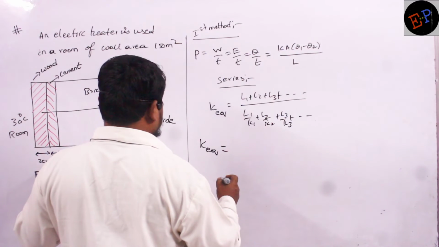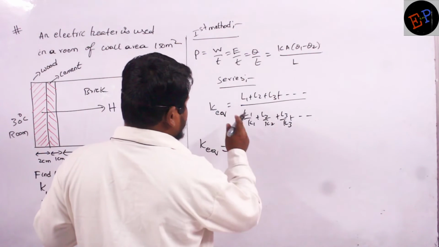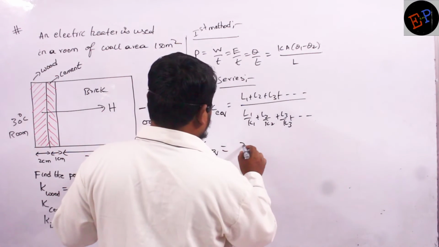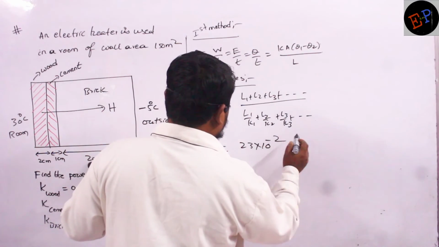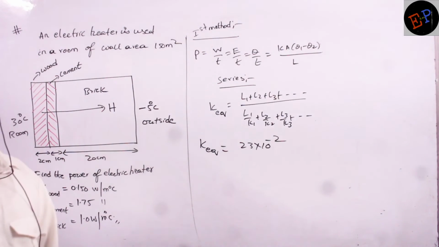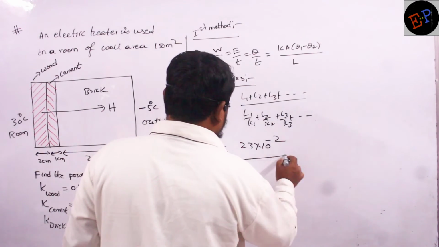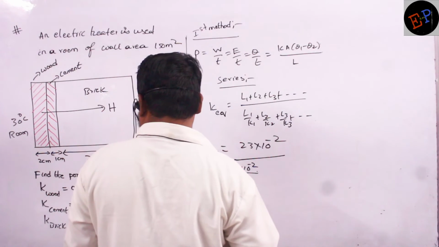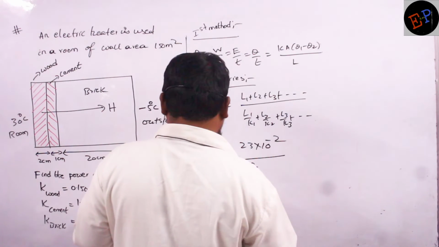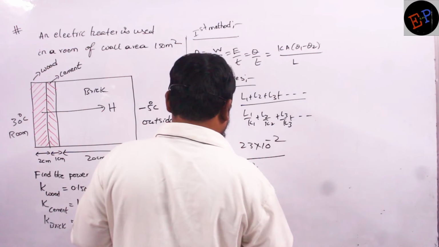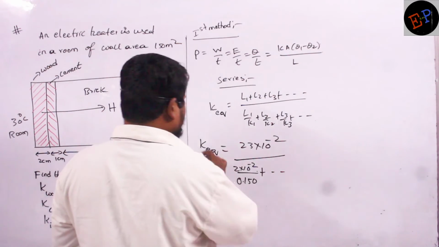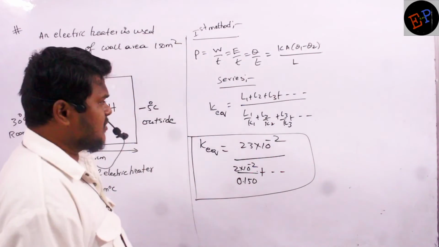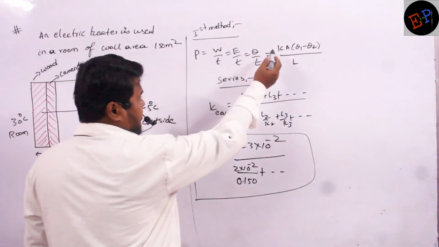The layers are 2 centimeter, 1 centimeter, 20 centimeter. If you write in the SI system, what do I get? 23 multiplied by 10 power minus 2 meter. That is the total length, no? Divided by, now you have to write individual lengths. Individual length is 2 centimeter, 2 into 10 power minus 2, divided by the K value. K value of wood is 0.150. Plus, like this you can do the total calculation. I am not doing this one. So do this total calculation, take this value and substitute here.